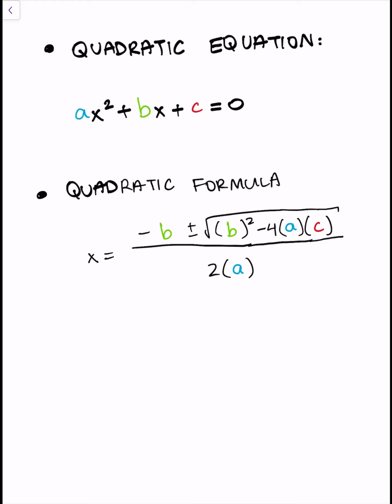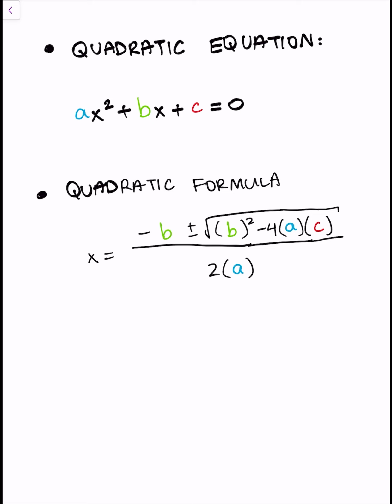For the last part of this video, I'm going to show you how to solve two of the previous examples using the quadratic formula. So first, as a recap, this right here is the standard form of a quadratic equation. So it's ax squared plus bx plus c equals 0. And the quadratic formula is just a way to solve for x, where you plug in the a, b, and c coefficients into this formula.